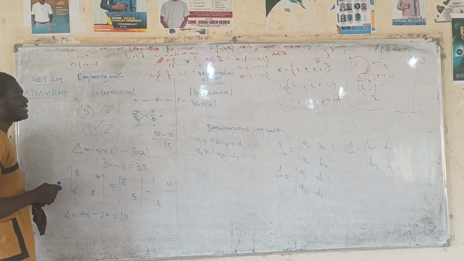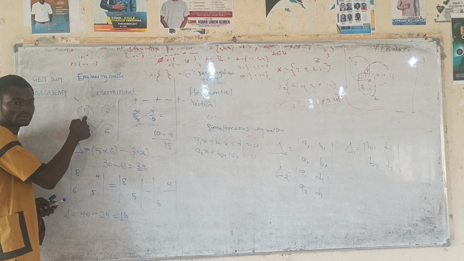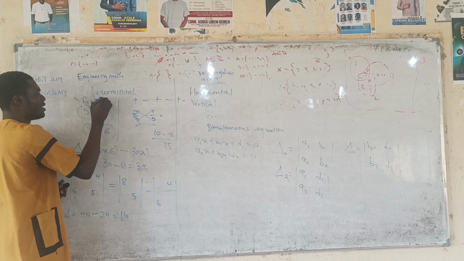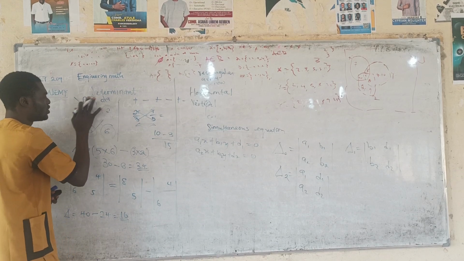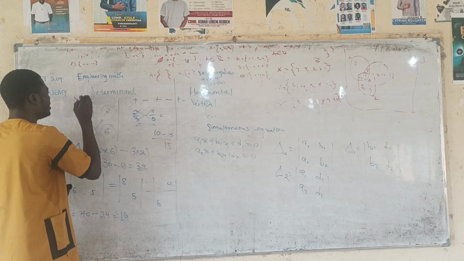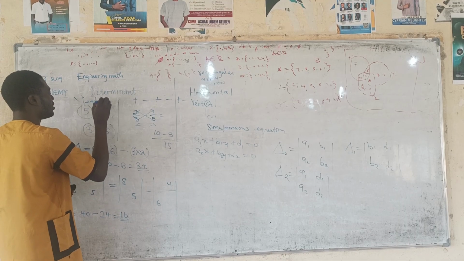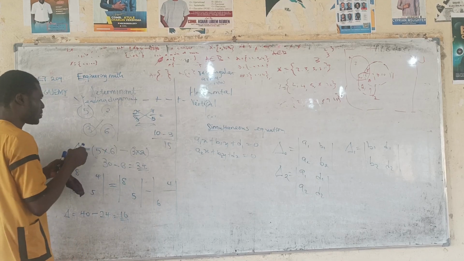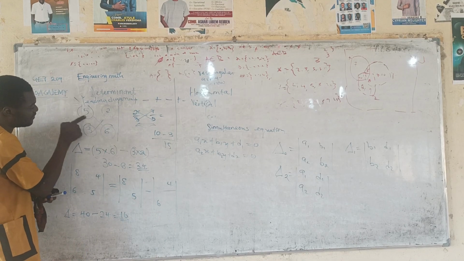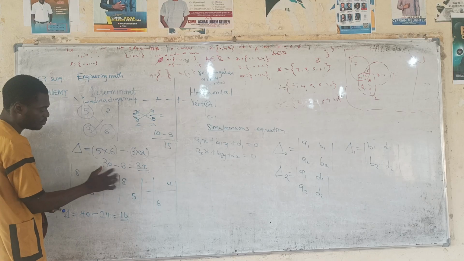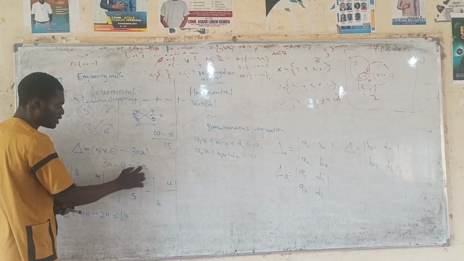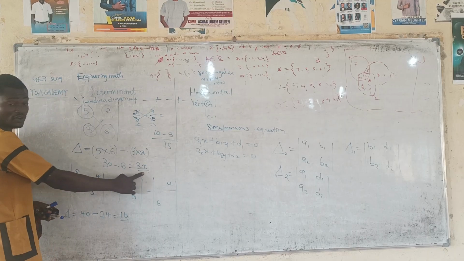So if you are finding the determinant, we multiply this one. We call this the first diagonal, or is it the leading diagonal? I think it's the leading major diagonal. This one, we multiply it: 5 times 6 gives us 30, minus 3 times 2, which is 6. Then we subtract it.